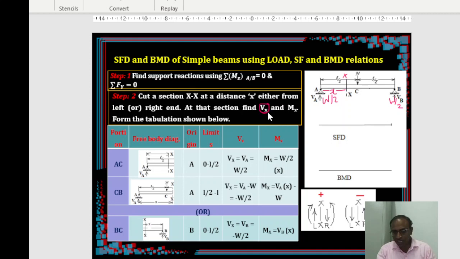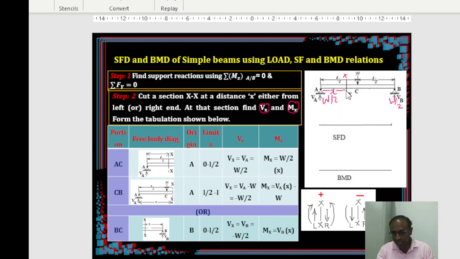Shear force at a section X is nothing but the algebraic sum of the vertical components. That means at a particular section where you desire the shear force, you simply add the vertical components either to the left of that section or to the right of that section. That's the simple understanding. Similarly, Mx is the algebraic sum of the moments of the vertical components either to the left of the section or to the right of the section.